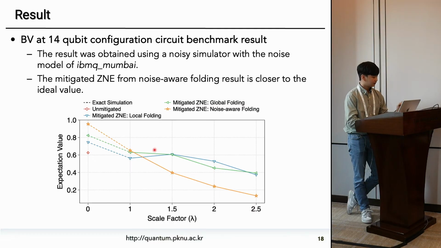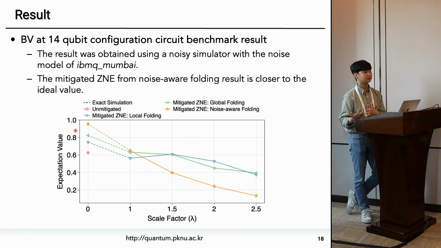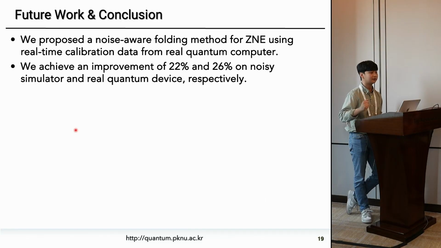Then in the extrapolated result, we can also see it is closer to the ideal value that we expected from the quantum circuit. Okay, so that is the result, and I would like to conclude our work and also discuss future work.